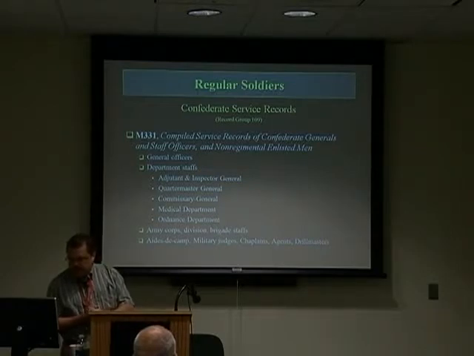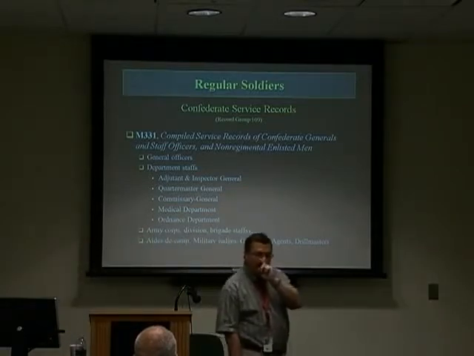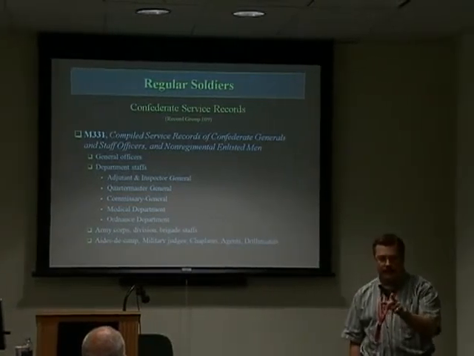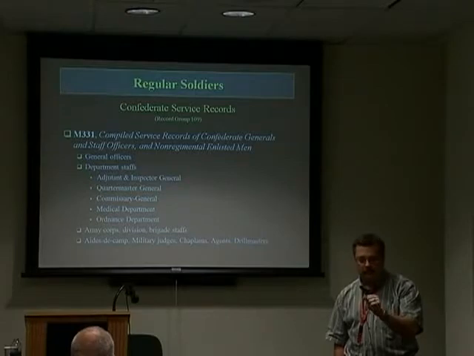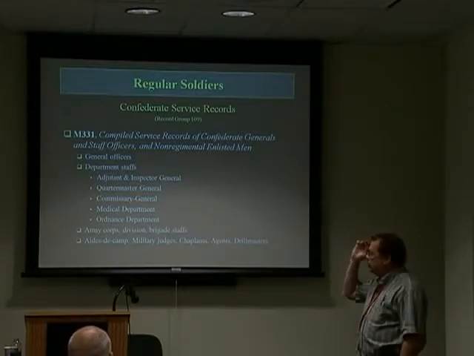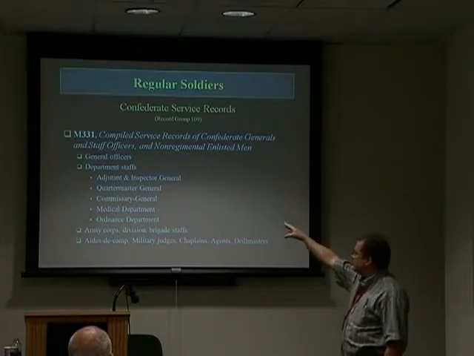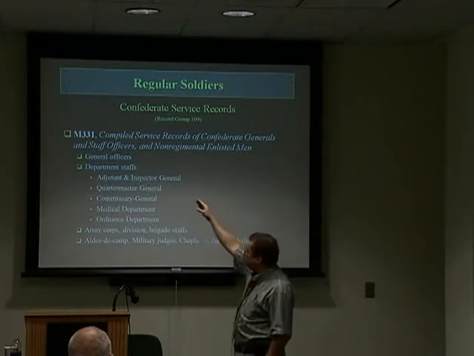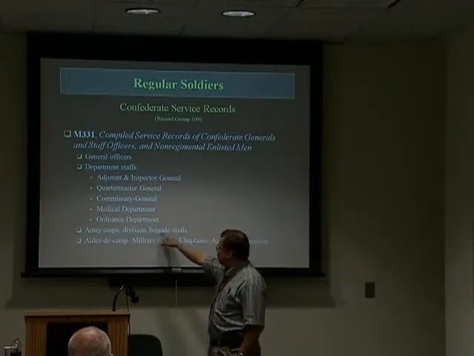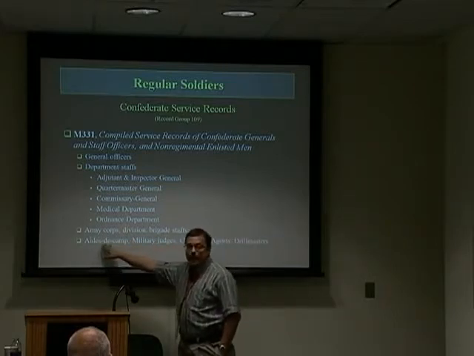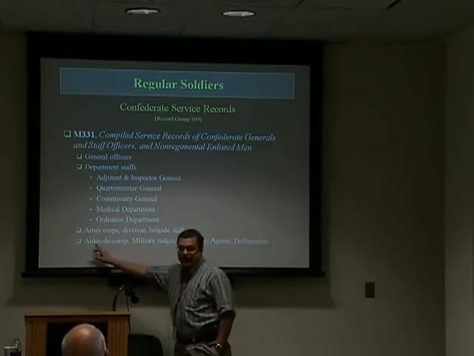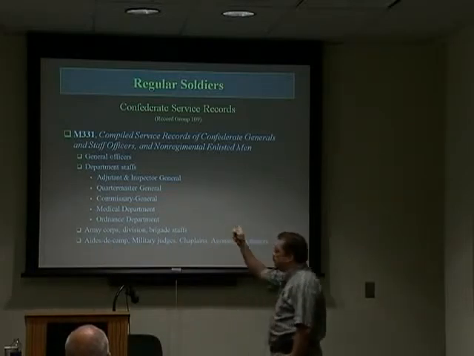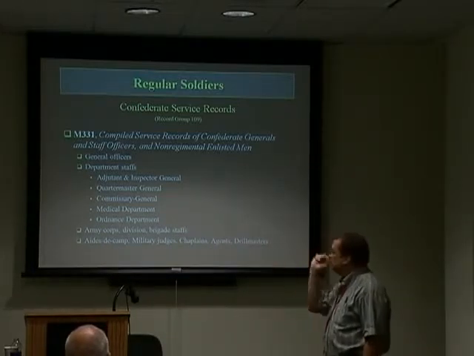We also have a series of compiled service records for Confederate generals and staff officers and non-regimental enlisted men. And this is where I thought your question might come in. You said your ancestor was a courier for General Lee. Well, it's possible you might find him here. As I said, this includes staff officers, not only general officers, but it goes down to the Army Corps, Division and Brigade staffs, and aides de camp. So if he was a courier, he might fall under the aides de camp category. So that might be worth looking at to see if you might find something on him.